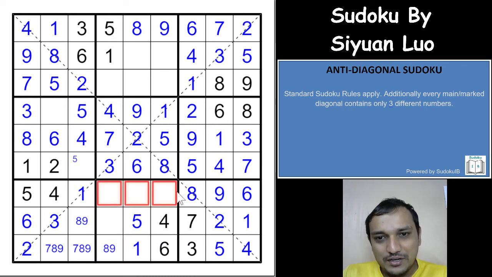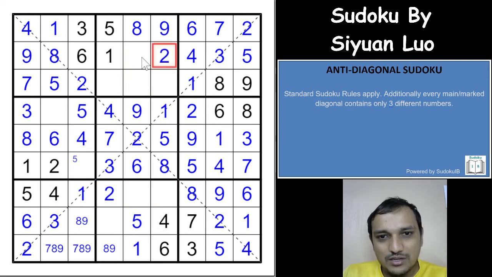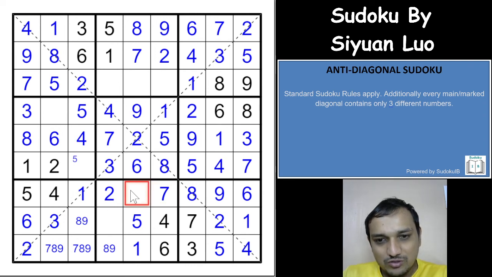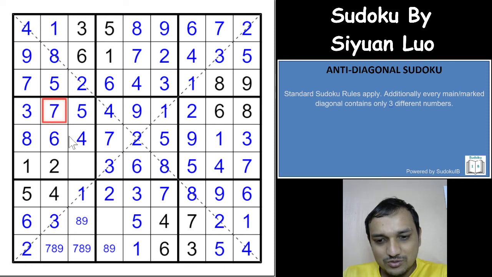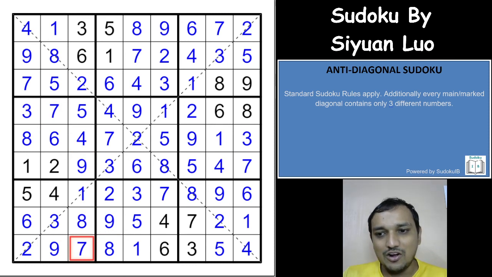2, 3 and 4, right? This would have to be 2. That gives you a 2 here. That gives you a 7 here. That gives you a 7 here. That gives you a 3 here. 8 and 9. And that gives you a 6 here. 4 and 3. Am I right? Yeah, 4 and a 3 here. 7 and a 9 here. So this is 7, that is 9, that is 9, that is 8, that is 9, that is 8, that is 7. And thank God.